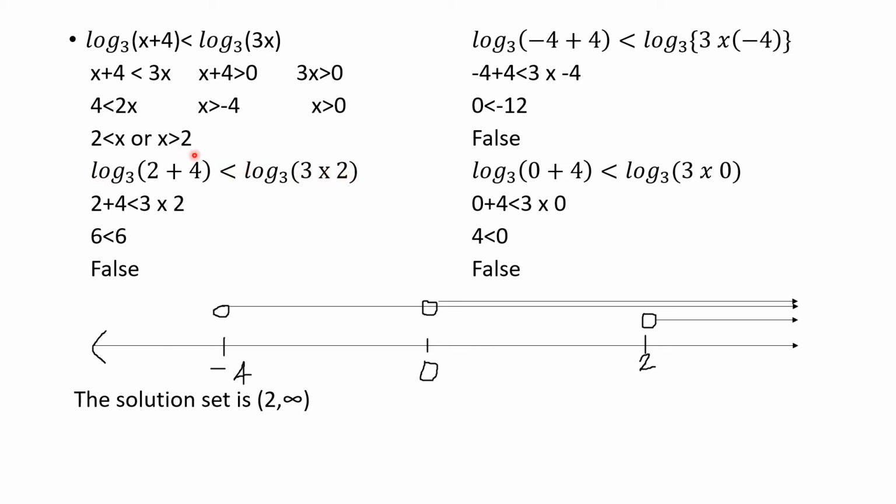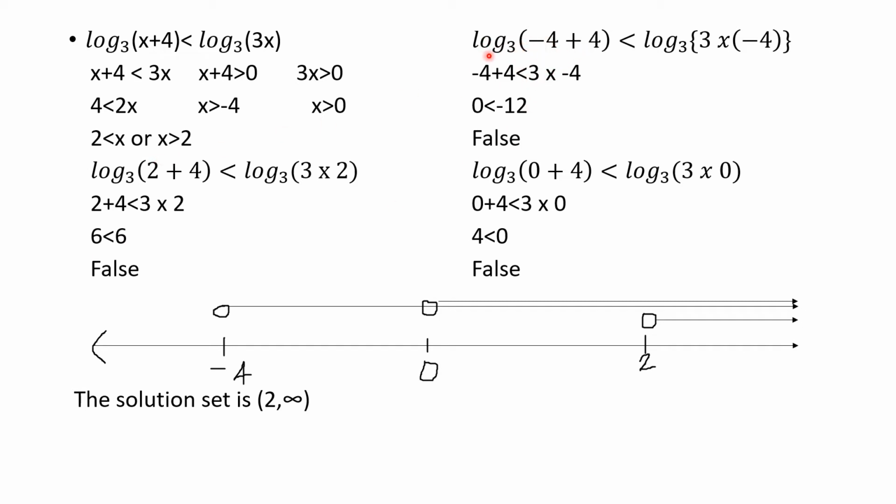So just cancel the logs and then calculate the numbers on the inside. So 2 plus 4 is 6. 3 times 2 is 6. So this is 6 is less than 6. So this is obviously false. And then we go to the other critical value.